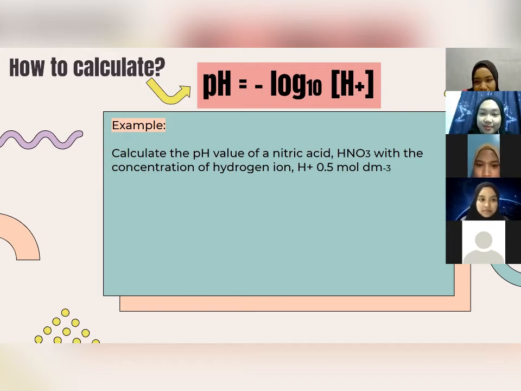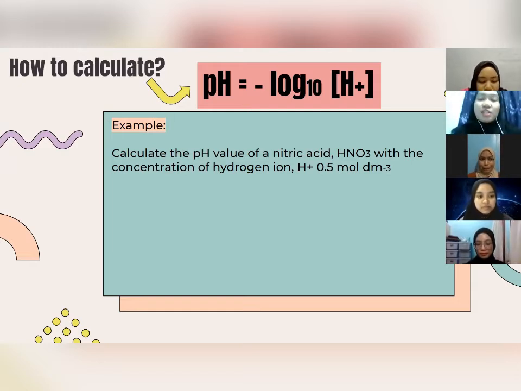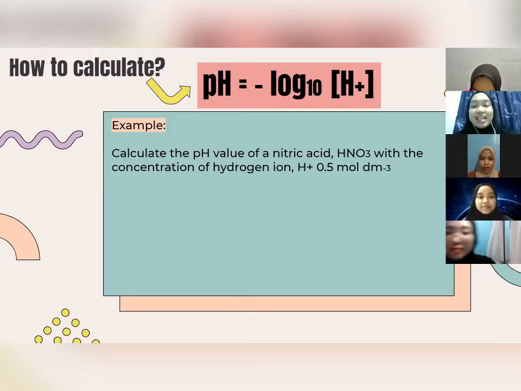The question asks us to calculate the pH value of nitric acid. So there is the concentration of hydrogen ion, which is 0.5 mole. Yes, correct. All right. So after we have the information, then what we do next is just substitute the value into the formula.